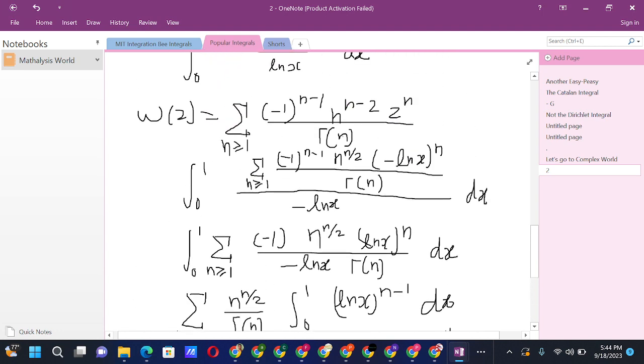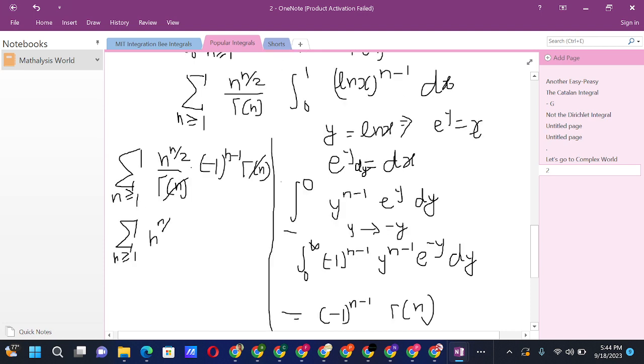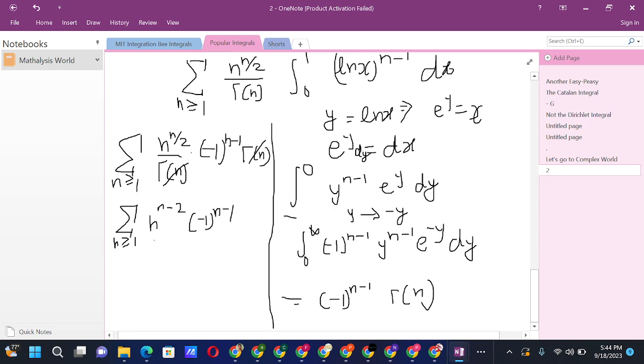It's not actually n by 2, it's n minus 2. I just messed it up, but let me reconsider this. So just consider that we are taking n minus 2. Forgive me for that. So it's n to the power n minus 2, and minus 1 to the power n minus 1. Okay. So now let's look at how this sum looks.